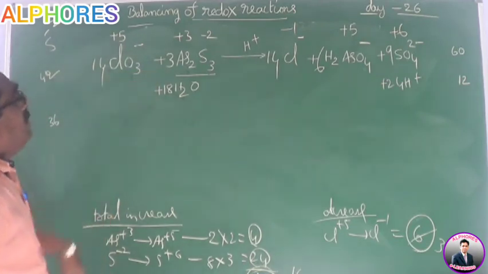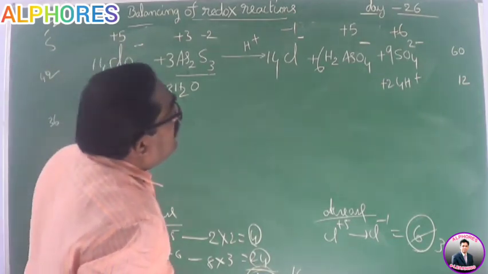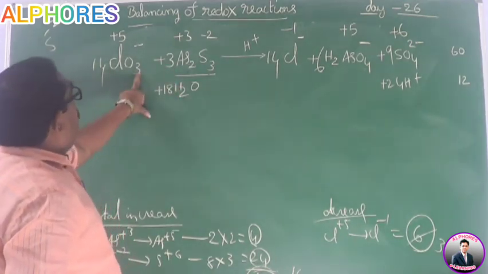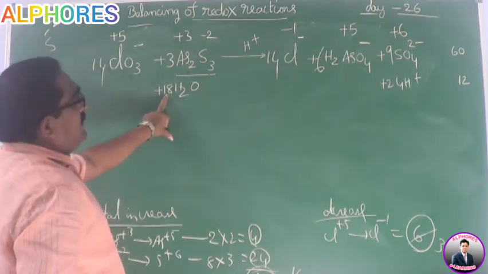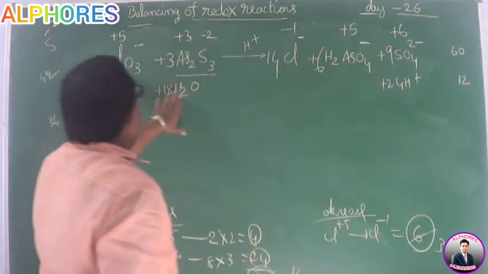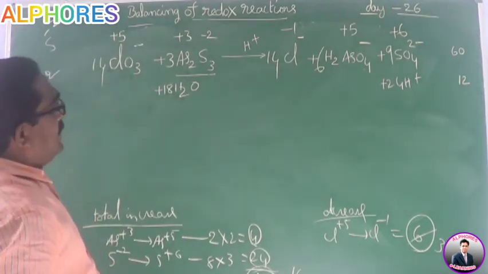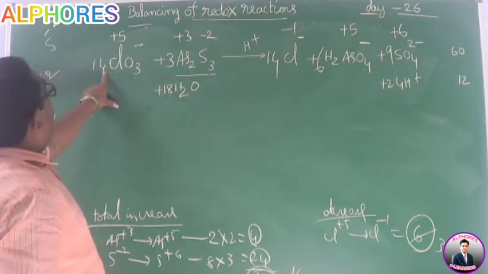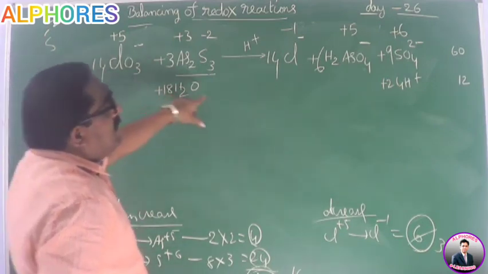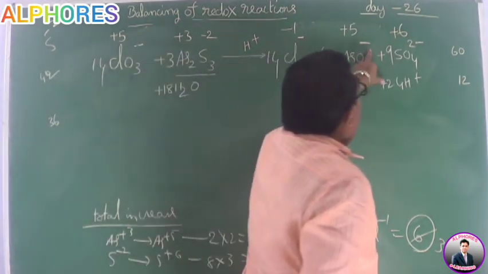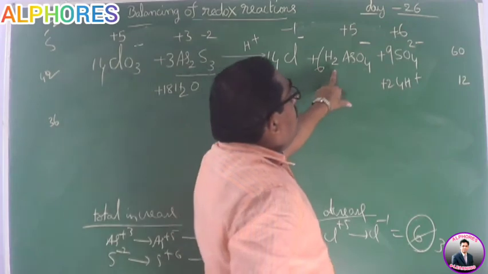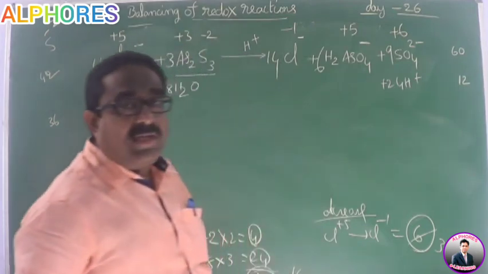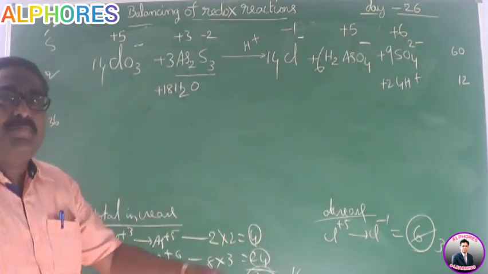-14. Okay. Next, oxygens: 42 here, 18, 60. 60 oxygens on the other side: 24, 12, 36, 36. Let me check the charge balance. 14 ClO3 minus is -14, here -14, -6, -20, minus 20, minus 18, minus 38, plus 24. Minus 38 plus 24 is minus 14. So charge is also balanced.